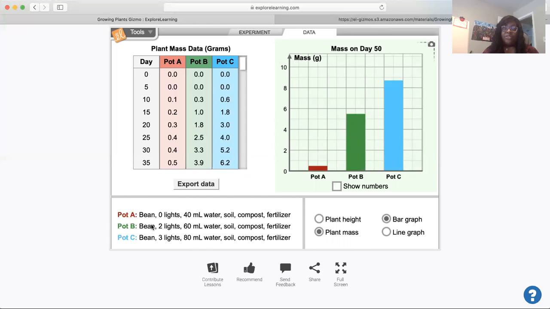Now, if you look over on the other side at the bottom left-hand side, it says pot A had a bean, zero light, 40 milliliters of water, soil, compost, and fertilizer. After 50 days, this is the growth. Then plant B had the same thing, not exactly the same thing. Two lights, 60 milliliters of water, compost and fertilizer. And then we see the height here. Then it shows pot C, the bean, three lights, 80 milliliters of water, soil, and compost.